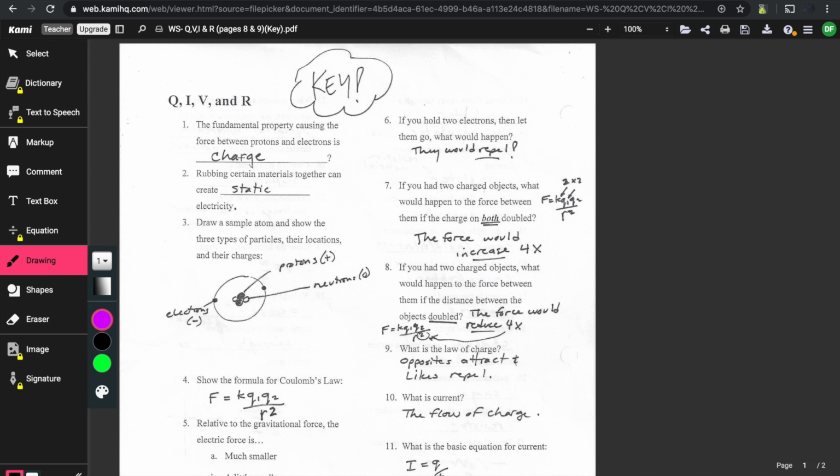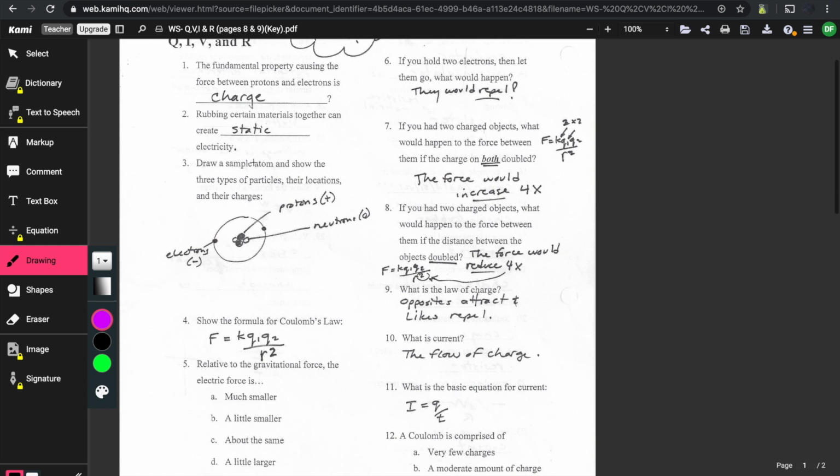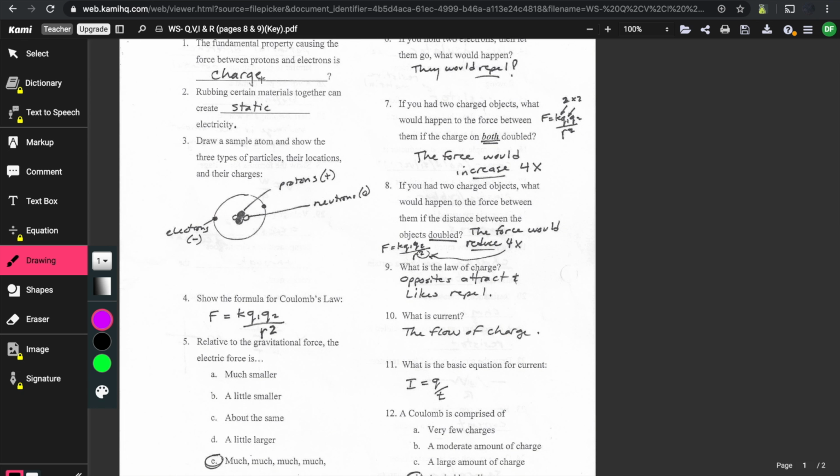The charge of an object is what's driving all of the stuff we're talking about in this unit, because once we have a force, then we can have all kinds of other things happening, like voltage and current and all kinds of stuff. But it all starts with charge.